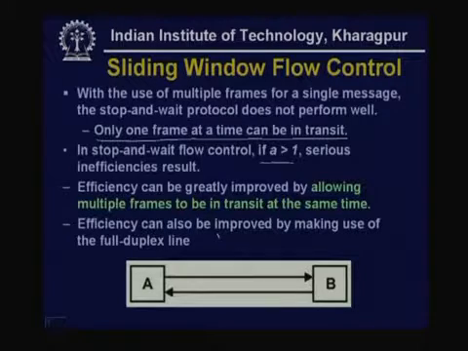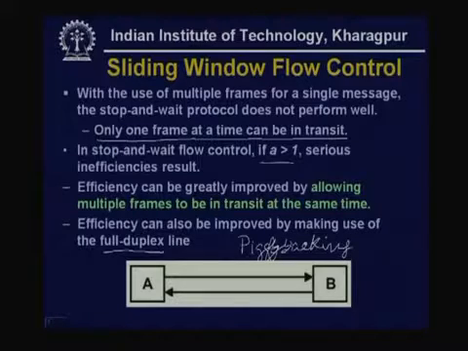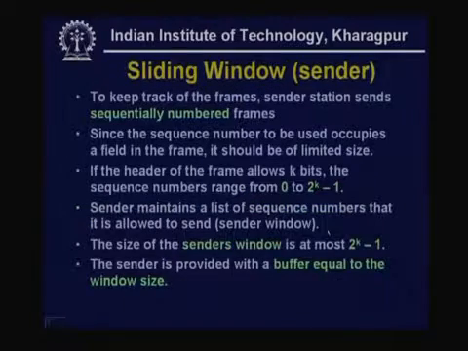Moreover, efficiency can be further improved by making use of a full duplex line. As we shall see, the acknowledgement can be sent from the receiver side as part of an information frame, and that is known as piggybacking. So, the piggybacking technique is used. We shall explain it in detail, and it will improve the efficiency of the transmission. Let us see how the sliding window protocol works.